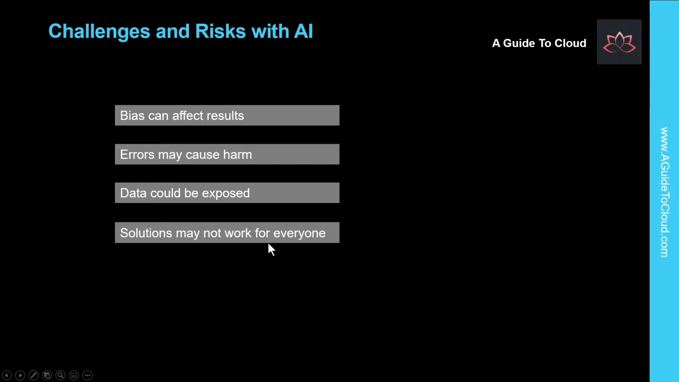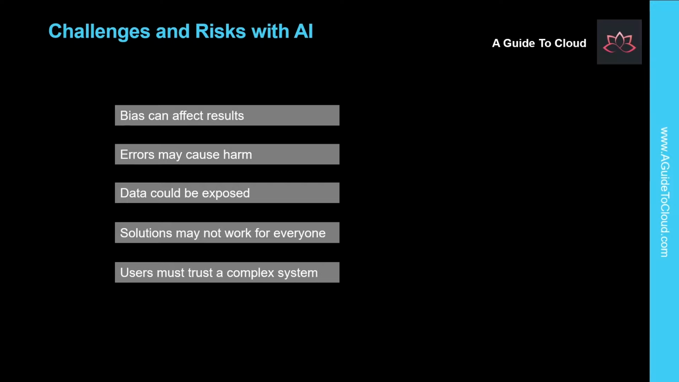Let's look at the next challenge. Solutions may not work for everyone. An example of this risk is a home automation assistant provides no audio output for visually impaired users. Another risk is users must trust a complex system. An example of this risk is an AI-based financial tool makes investment recommendations. And what are they based on?